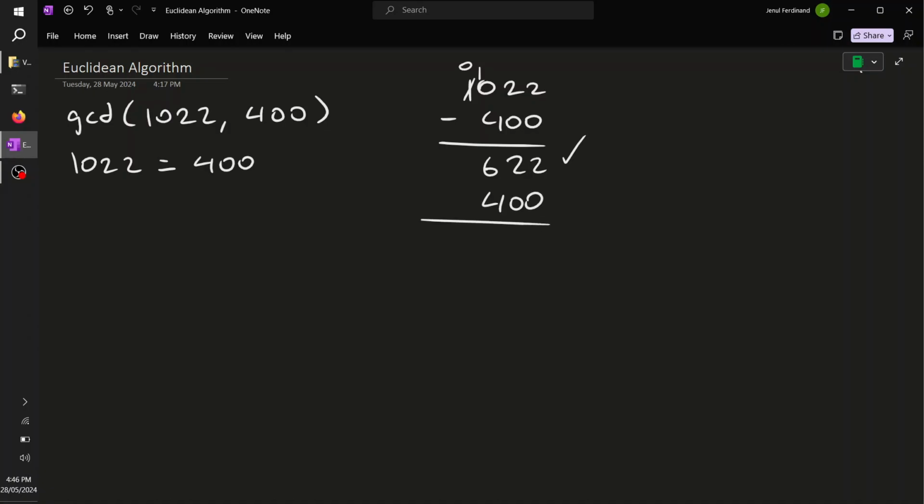So 2 minus 0 is 2, 2 minus 0 is 2, 6 minus 4 is 2. That's 2 times. And we can't subtract again, so this is the remainder here, and these are how many times it went in. So it went in 2 times here. So we multiply it by 2, and also the remainder is added onto the end.